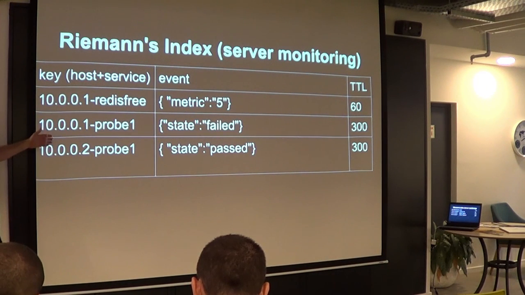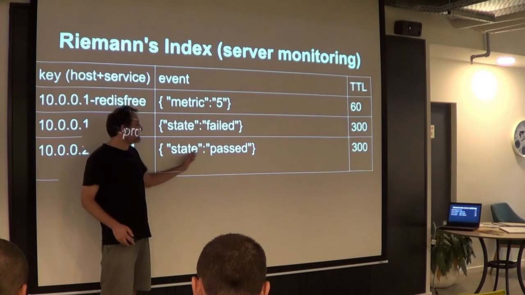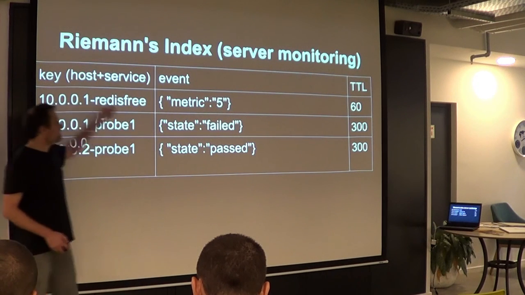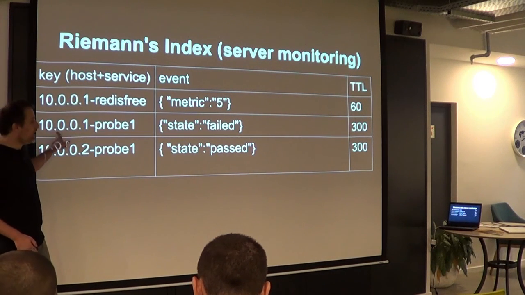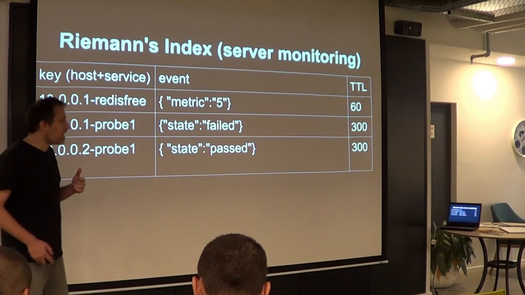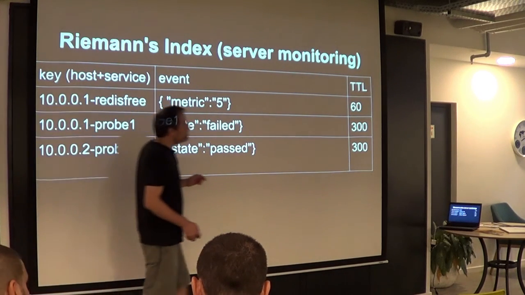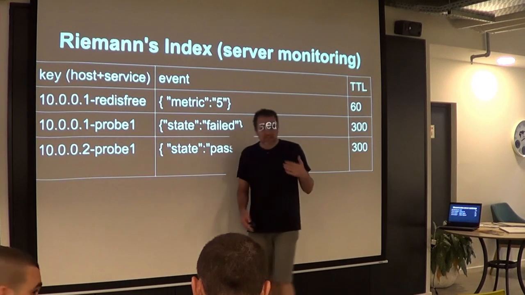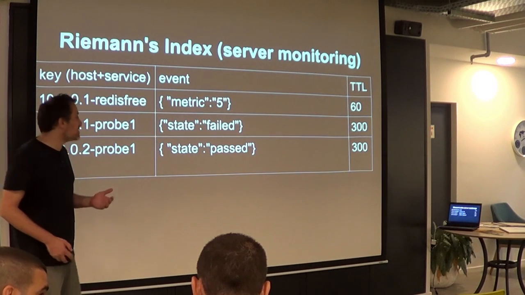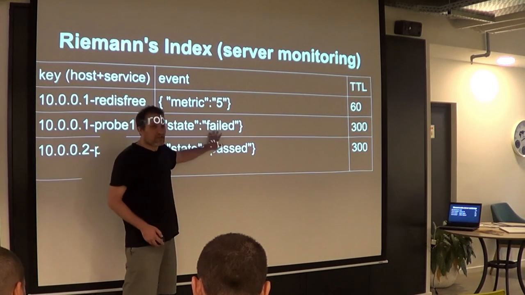Here we see just an example of one event that we sent for two different machines. Here the test failed, and here the test passed. What Riemann does is store the latest event that matches this key. So if this test runs again and the event's state changes to passed, it will only store the last event. It's like a basic hash map. What it also does, and this is the nice part, is update the time to live. When the TTL expires, the countdown clock runs out, Riemann sends a fake event, almost the same as the event it stored, except it changes the state to expired.